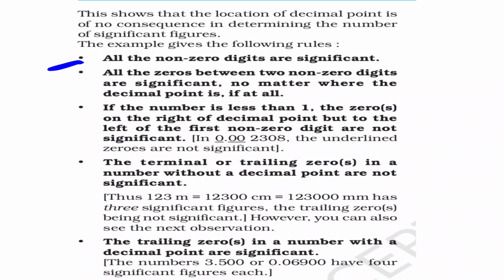However, you can also see the next observation. The trailing zeros in a number with a decimal point are significant. The numbers 3.500 or 0.06900 have four significant figures each.